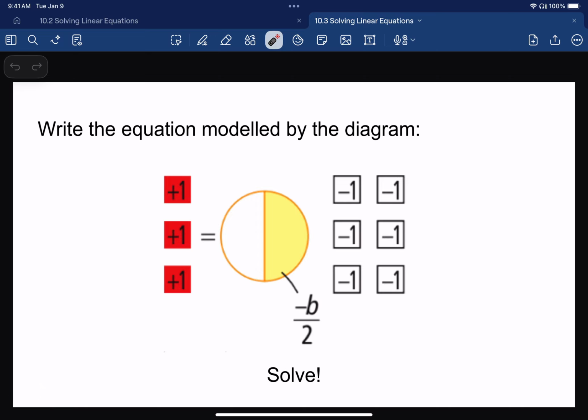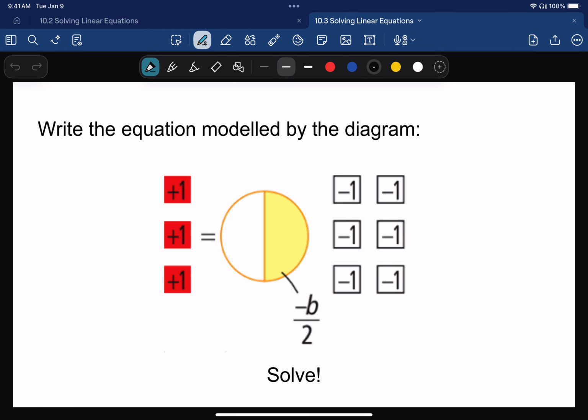So here we go. Write the equation modeled by the diagram and then solve. So we learned about our algebra tiles. We know that when they're red, they're going to be positive, and when they're white, they are negative. So let's write this equation that's being modeled here.